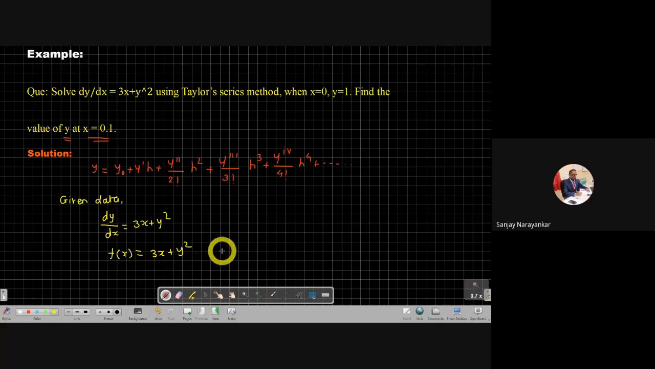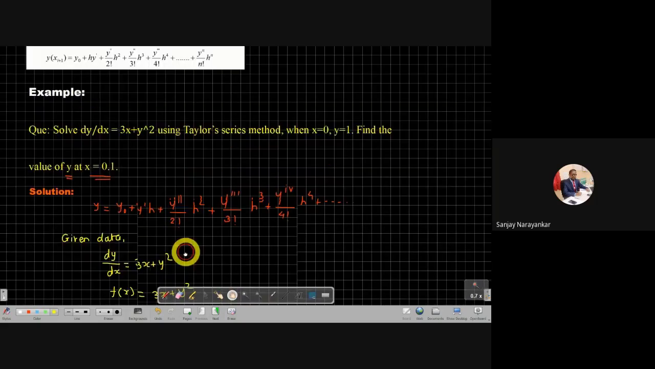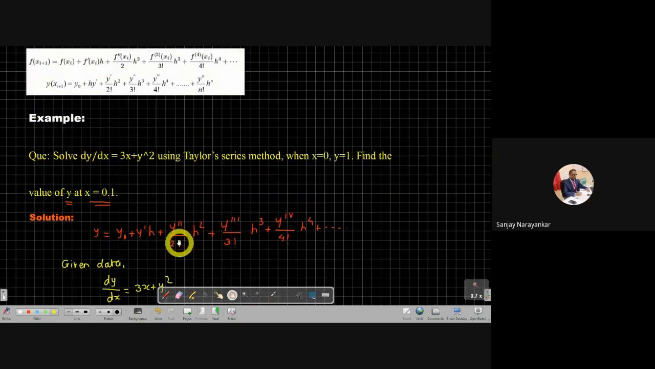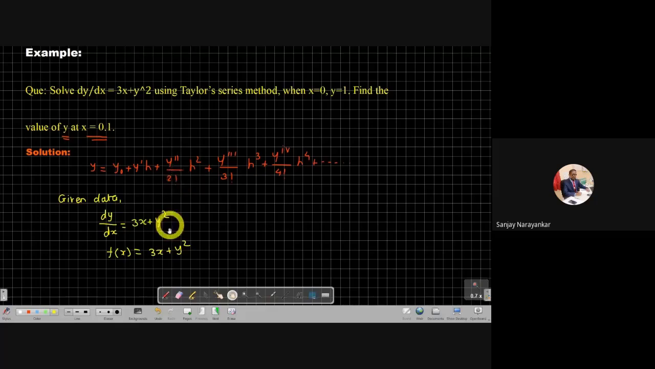We'll write this as equation 1. But before that, we'll just convert f of x. There are two types of formulas, as I gave right now. You can write either in terms of f of x or in terms of y. So it is better to convert this f of x in terms of y. So y dash is equal to, because it's dy by dx, y dash is equal to 3x plus y square. Let's say that this is equation number 1.